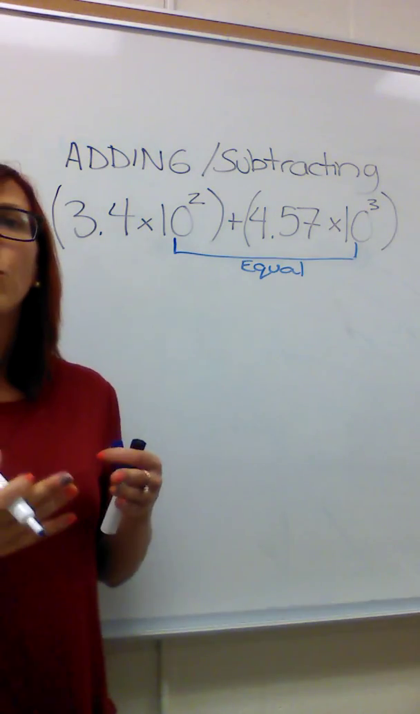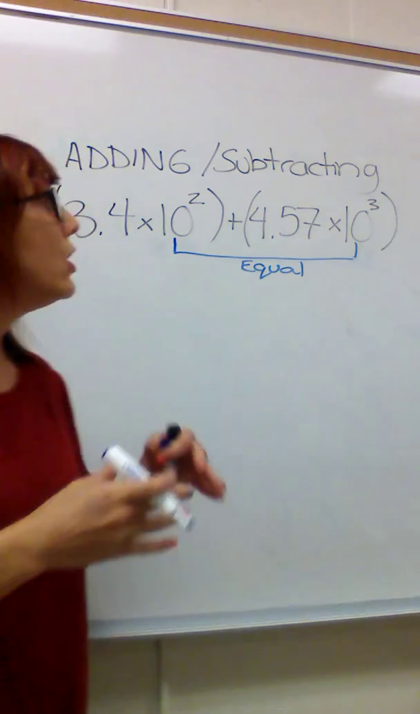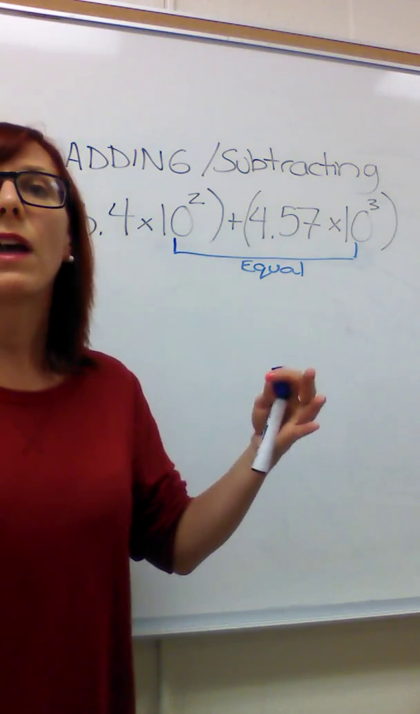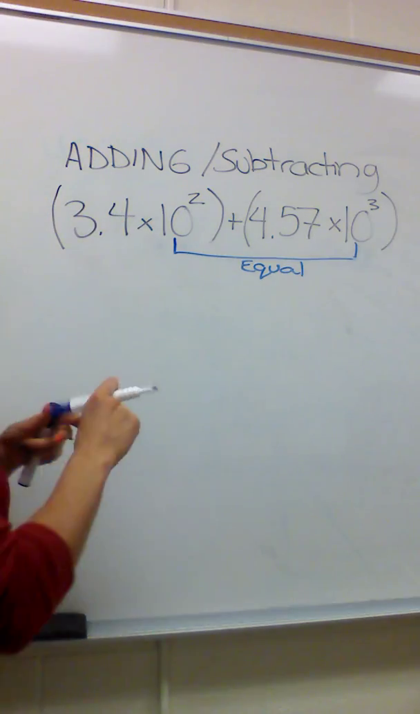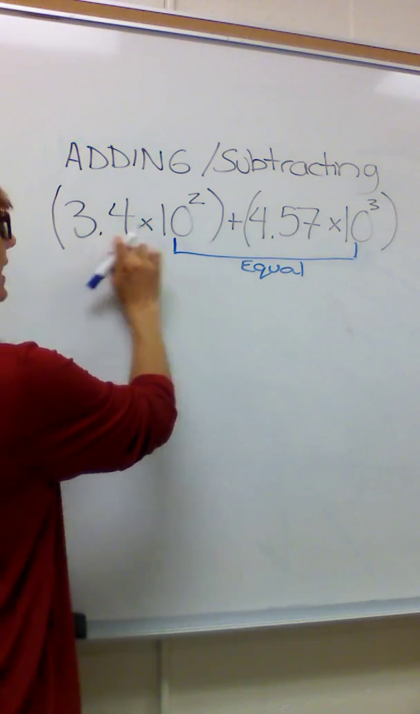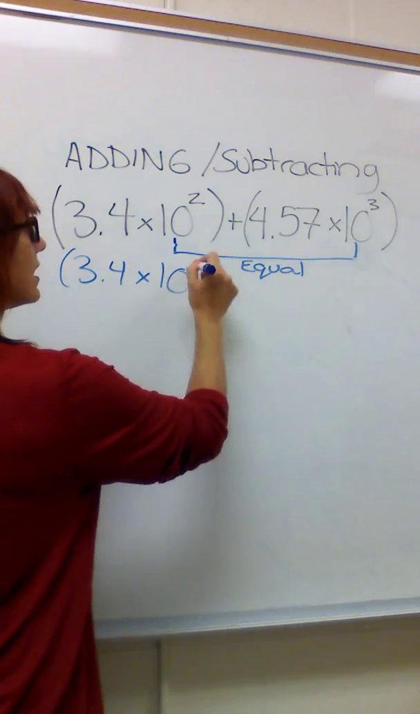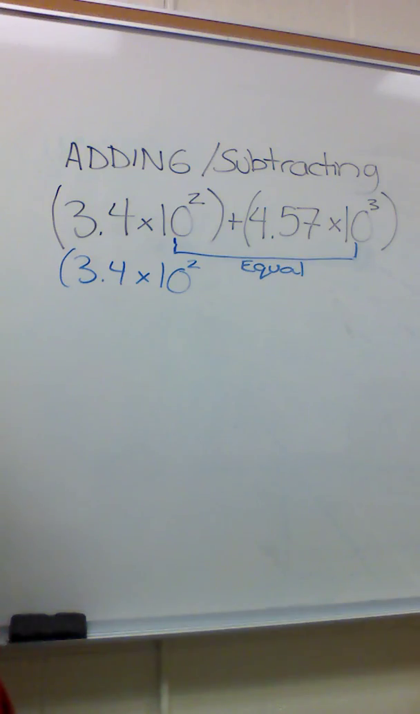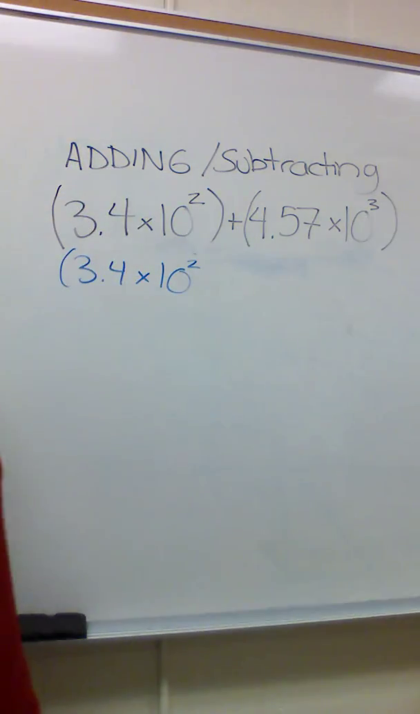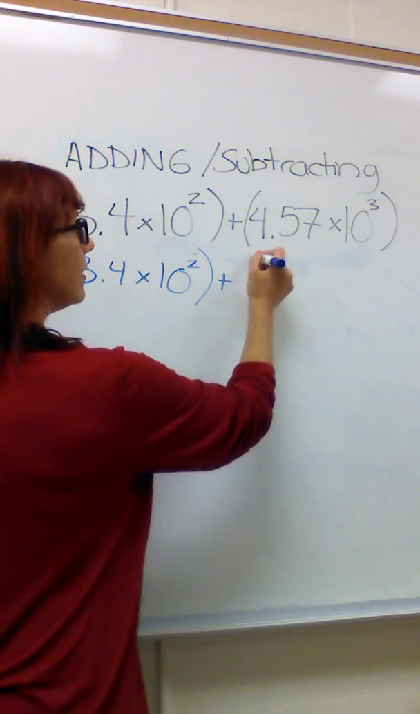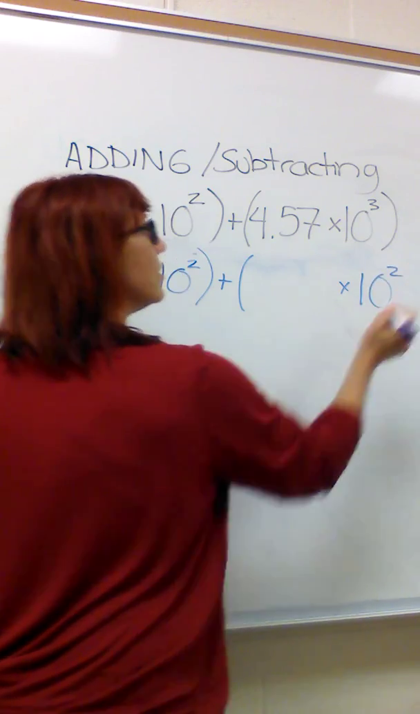We want to either put them as a 10 to the exponent 3 or a 10 to the exponent 2. So pick one, we'll just decide to do 10 to the exponent 2. To do this, we have to keep this one as is, 3.4 times 10 to the exponent 2. And then let's make this number equal 10 to the exponent 2.